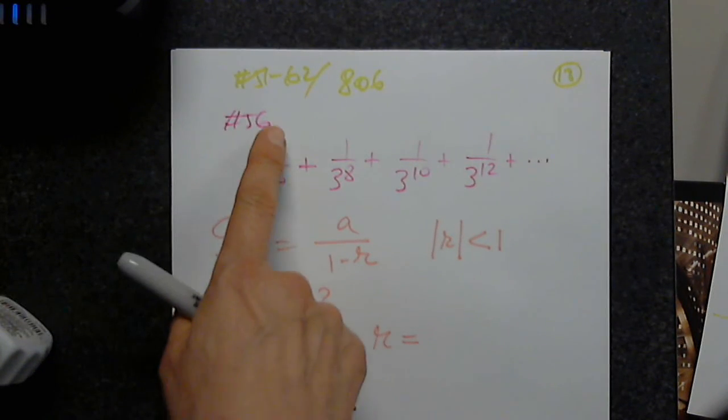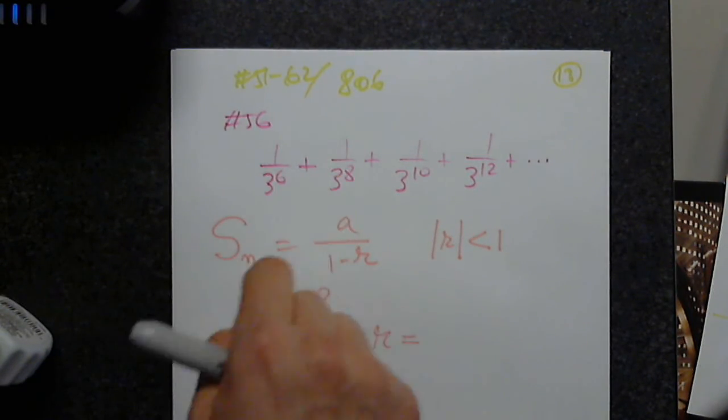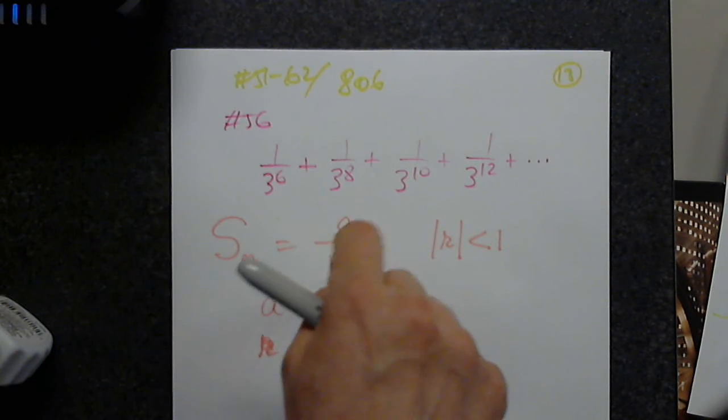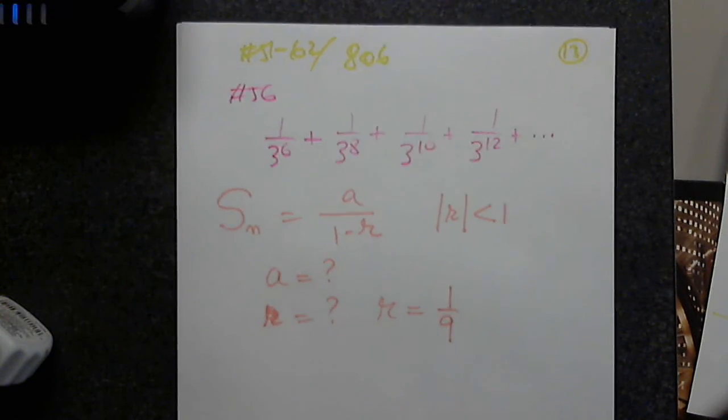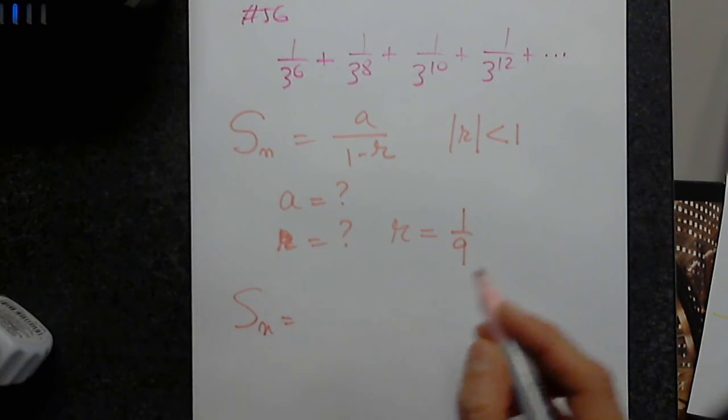The common ratio is what I multiply this by to get this. And at the same time, what I multiply this by to get this. 1/3 squared. Very good. Is 1/9 in absolute value less than 1? Yes. So what will you say automatically about this infinite geometric series? It's convergent. I will be able to find a sum. Good. Therefore, please identify A.